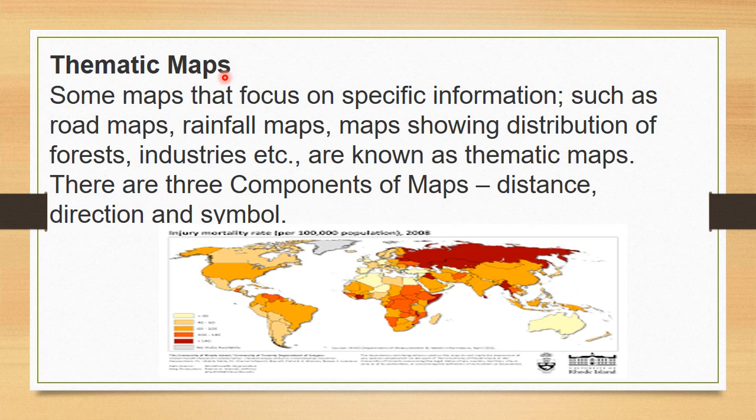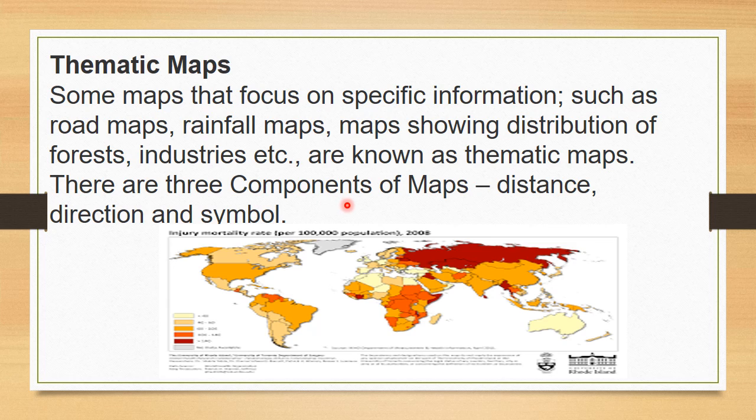Okay. Then second, we have seen about the political map. So what is a political map? That shows the cities, towns, villages, then the countries along with the borders and boundaries. So these are called political maps. Then third, what type of map? Thematic maps. Thematic maps focus on specific information like road maps, rainfall maps, the distribution of forests, industries, etc. Okay dear children?